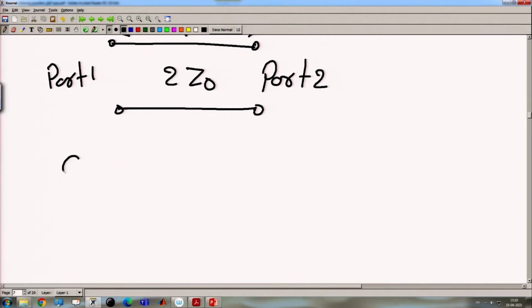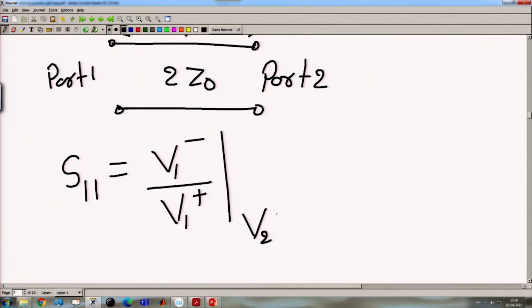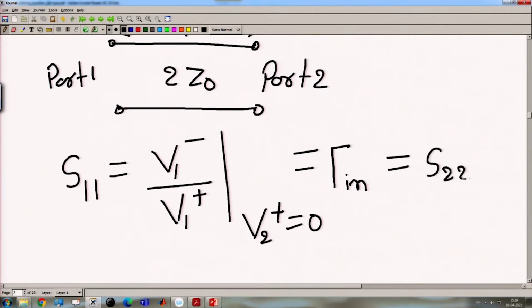First we have to find S11 equal to V1 minus divided by V1 plus when V2 plus equals 0, that is gamma in. We can denote it like gamma in, because this is symmetrical, then we can also write this will equal S22, but this will come later. We will do all the calculation for S11 and in the last we will equate S11 equal to S22.